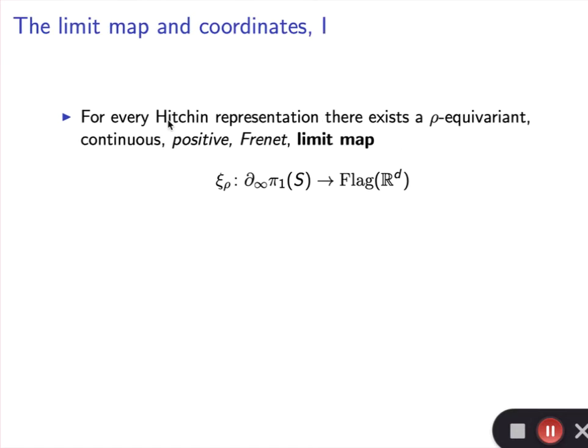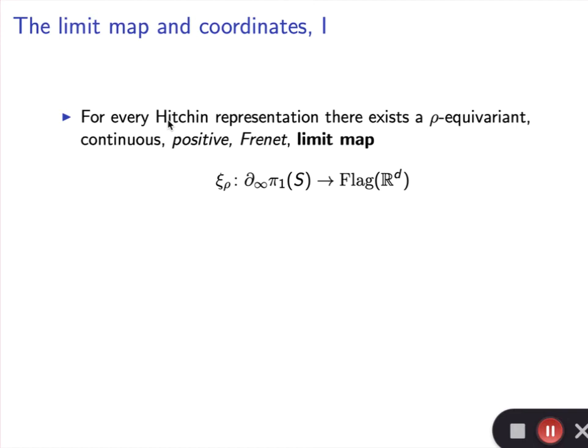One of the key properties of Hitchin components is that they come with limit maps. These are rho-equivariant, positive and Frenet. I'm not going to define these names, but they're very nice properties of a map from the boundary of the fundamental group of the surface. The fundamental group of the surface is a word hyperbolic group, so it has a natural boundary, into the space of flags in R^d.